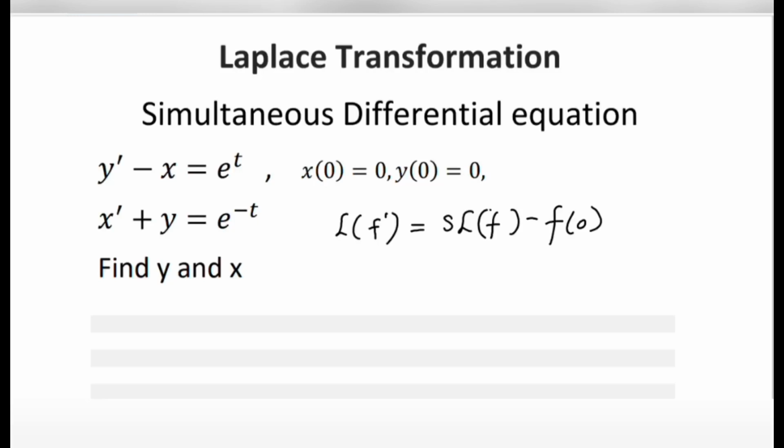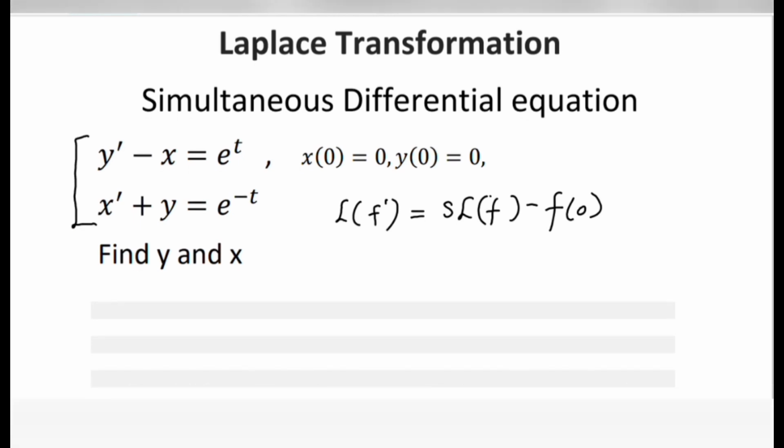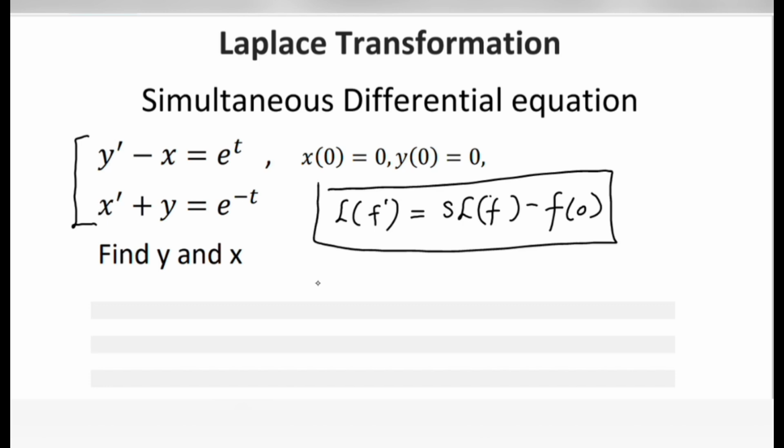Today we're going to solve simultaneous differential equations using Laplace transform. So for this example we are asked to find the value of x and y with initial conditions x naught is 0, y naught is 0. And we're going to do this by applying this theorem we already learned.